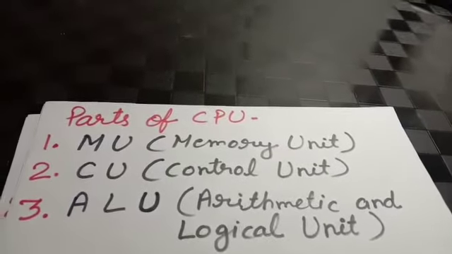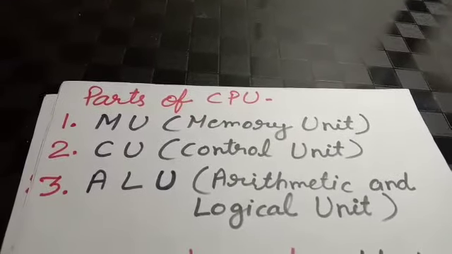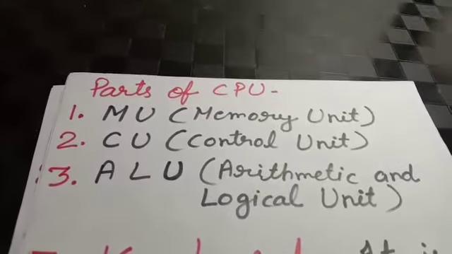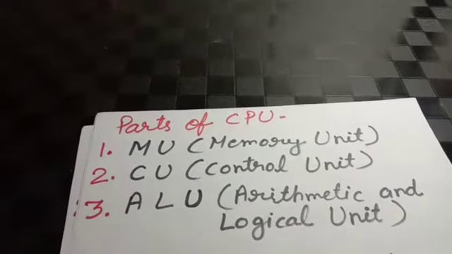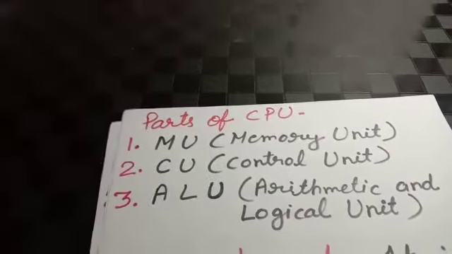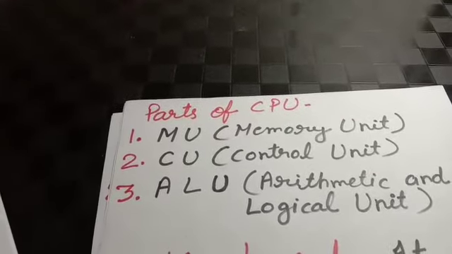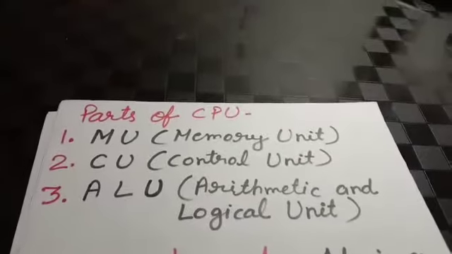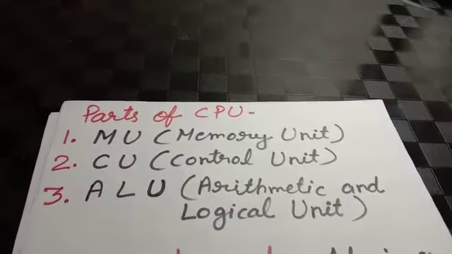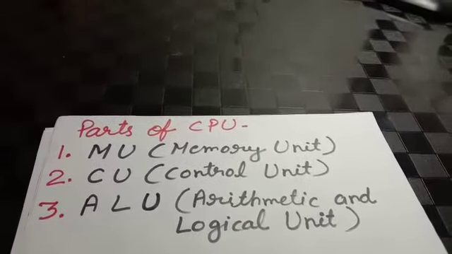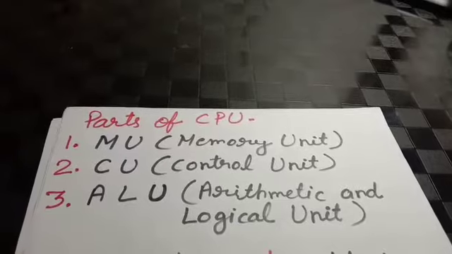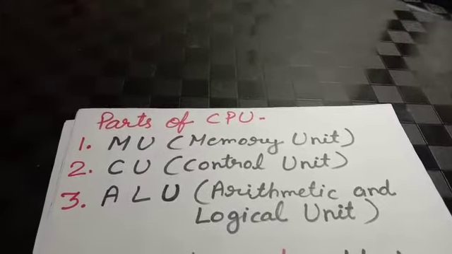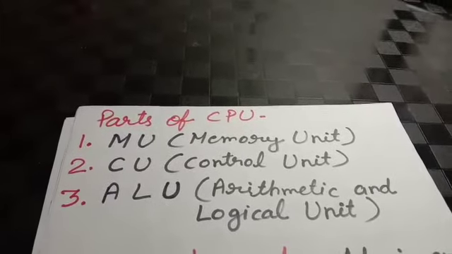Third is ALU, arithmetic and logical unit. This unit performs all arithmetic calculations like addition, subtraction, multiplication and division. Many arithmetic functions are done here. And what is the logical unit? Logical unit does all the calculations that depend on logic like comparisons, greater than, less than, true, false, whatever the decisions, that is done by the logical part. So it is called arithmetic and logical unit. These are the three main parts: MU, CU and ALU.